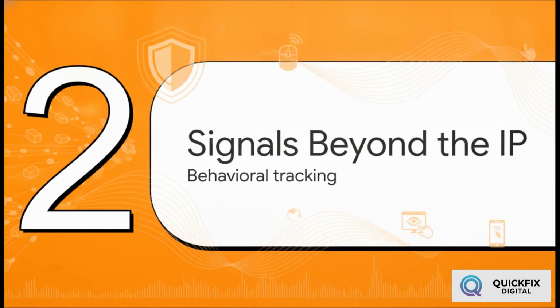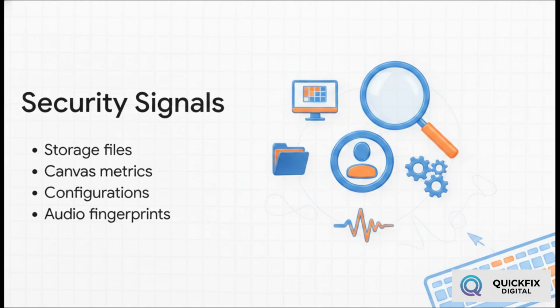Moving on to section 2, signals beyond the IP. Listen, relying solely on a clean network route just doesn't cut it anymore. Automated security systems evaluate a truly massive volume of behavioral and hardware vectors during every single connection session. They are inspecting tracking files left in your storage directories, they're looking at canvas tracking metrics, your local system configs, and, get this, even your audio configuration fingerprints. If two profiles share the exact same audio fingerprint, the target site is going to group them together, even if you're connecting from totally different locations.